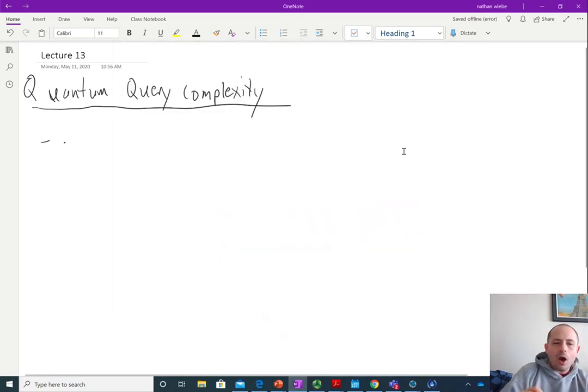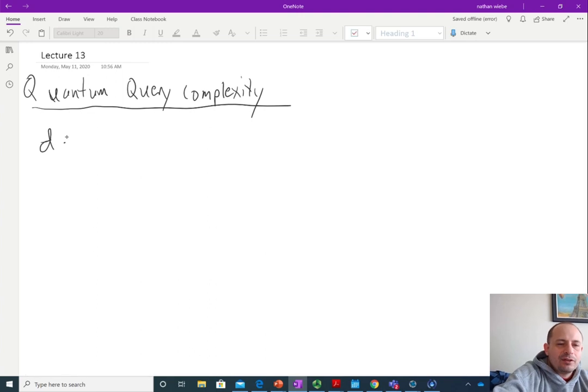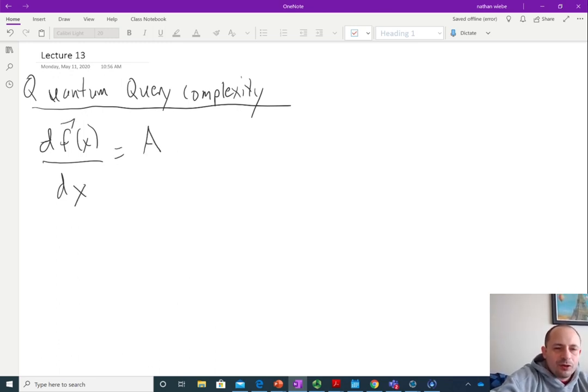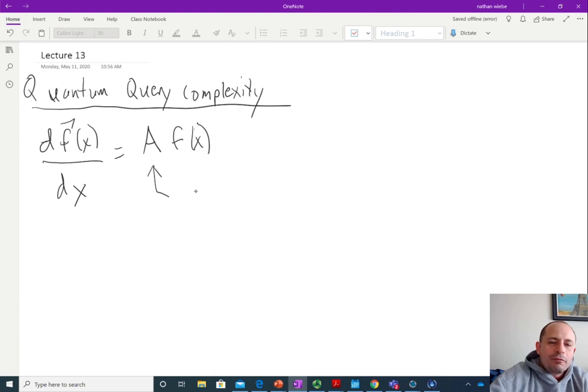For example, a common case is, let's say we take a look at differential equations. So say we have the following differential equation. This is equal to, say, a linear differential equation, where this is some operator A acting on f of x. And what we want to do is solve for f of x as a function of time. Now, if we take a look at the numerical methods for doing this, a subroutine is provided in order to be able to solve this problem for any A.